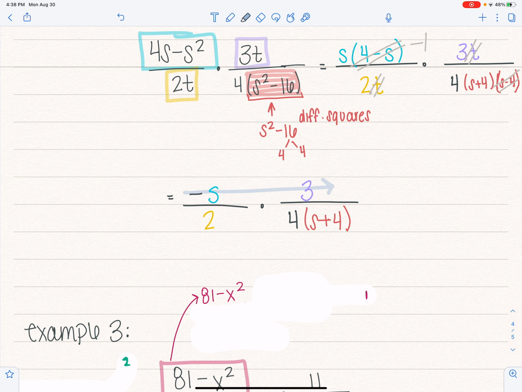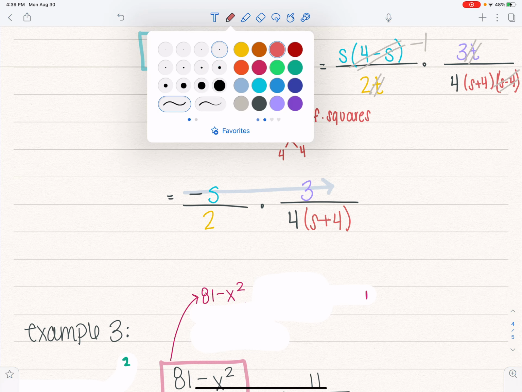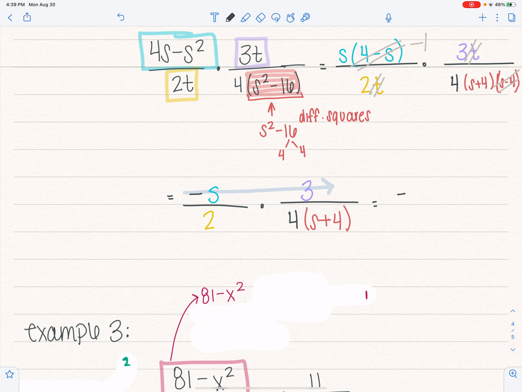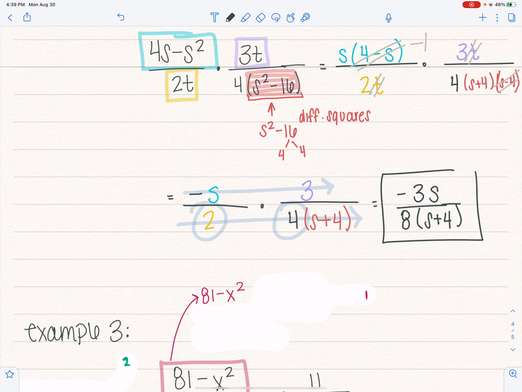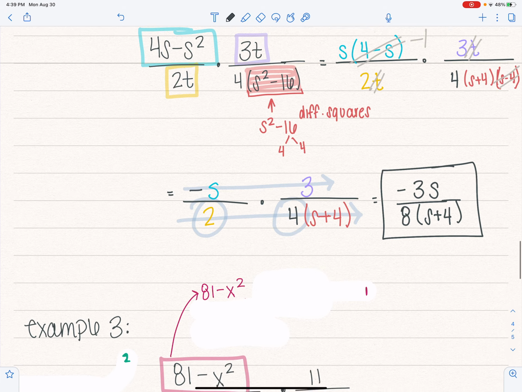Well, -s times 3 is going to give me -3s. Multiply straight across the bottom. 2 times 4 times s plus 4. Well, I can multiply 2 times 4 to give me 8, and then times s plus 4. You do not need to distribute that 8, just leave it like it is. That will be my final answer.